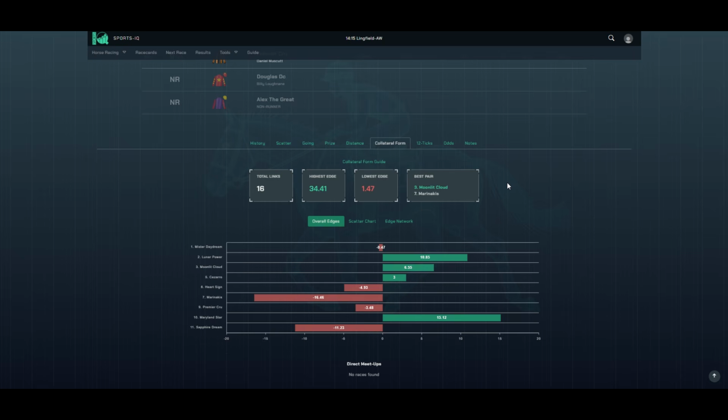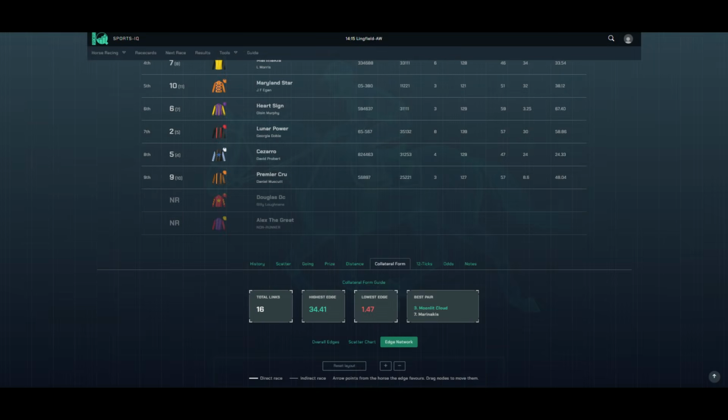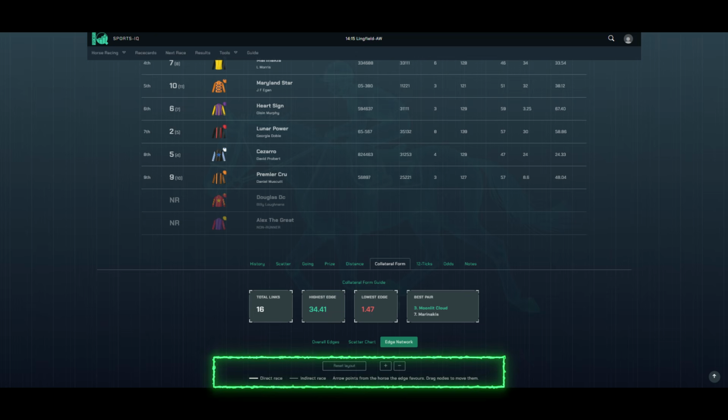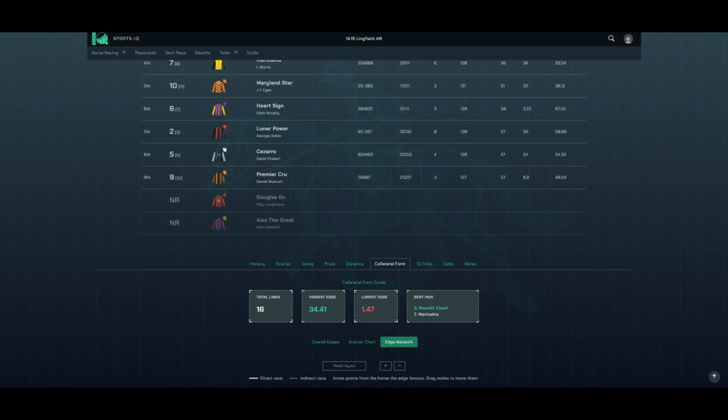It's important to know there are two different types of collateral form at work here. Looking at the legend at the top of the Edge network view, a thin line shows indirect meetups, a thick line shows direct meetups. This is the single most important thing to understand about this tool, so let's break it down into both types.